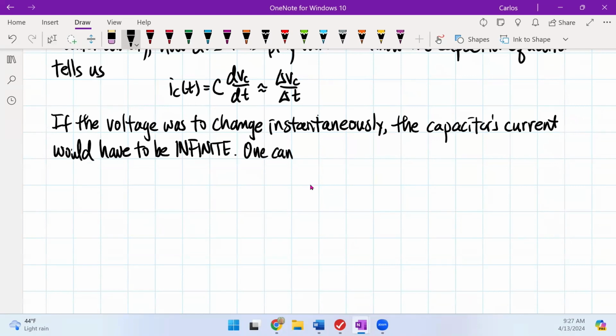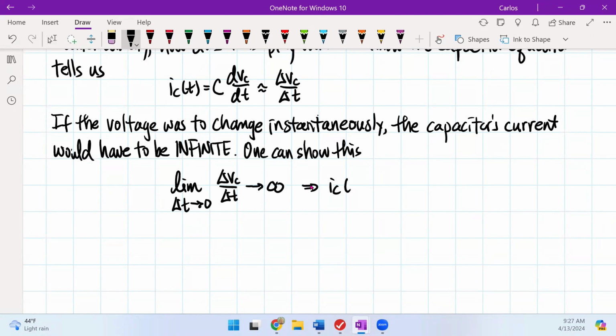One can show this because if it changes instantly, that means that delta t has to go to 0. So if I have a limit of delta t approaching 0, that change happens instantaneously. Then I look at delta V over delta t, and that clearly goes to infinity, which then implies that the current of the capacitor must also approach infinity. Well, clearly that's hogwash.